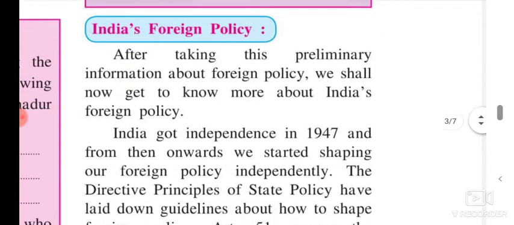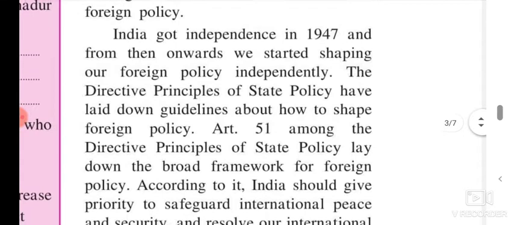The next topic is India's foreign policy. After taking this preliminary information about foreign policy, we shall now get to know more about India's foreign policy. India got independence in 1947, and from then onwards, we started shaping our foreign policy independently. The directive principles of state policy have laid down guidelines about how to shape foreign policy.